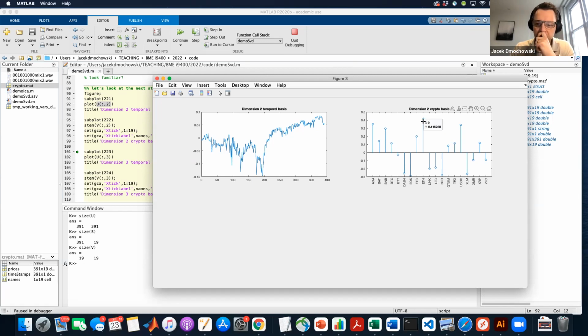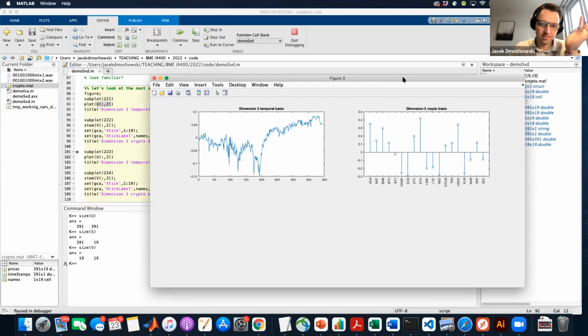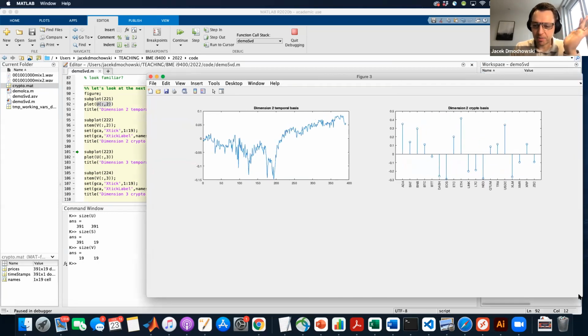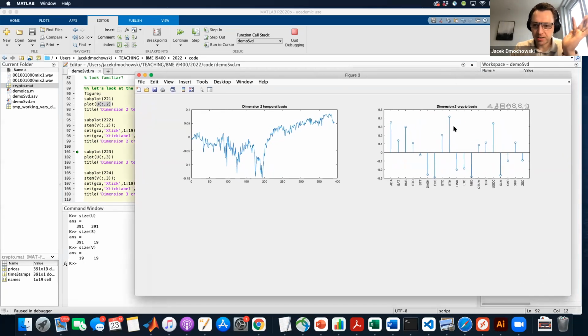But the inference I was going to make, and I wouldn't stake my life on it or anything, but in a hand-waving way, I'll make a claim that Ethereum and EOS are kind of anti-correlated or working in opposition. So if people are buying Ethereum, they're generally selling EOS and vice versa.